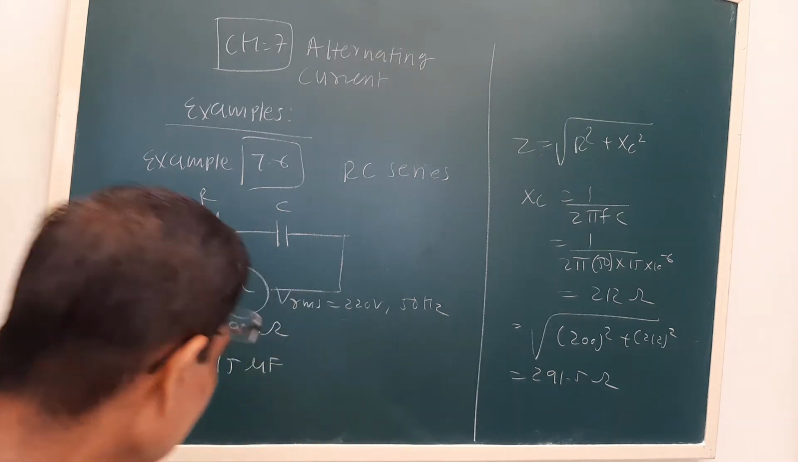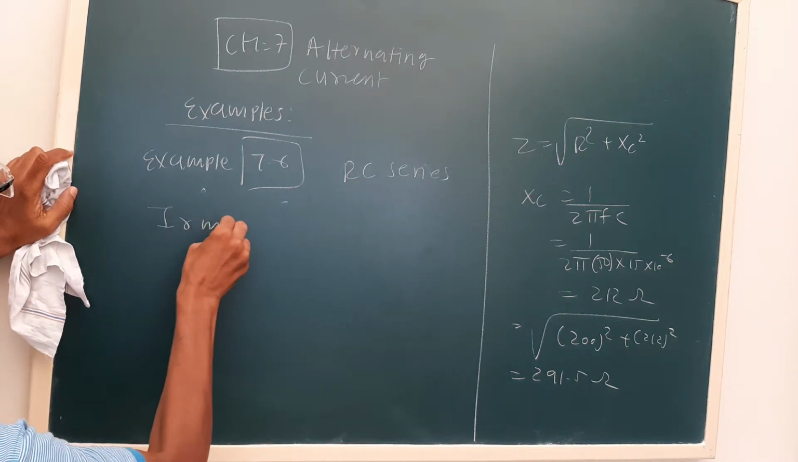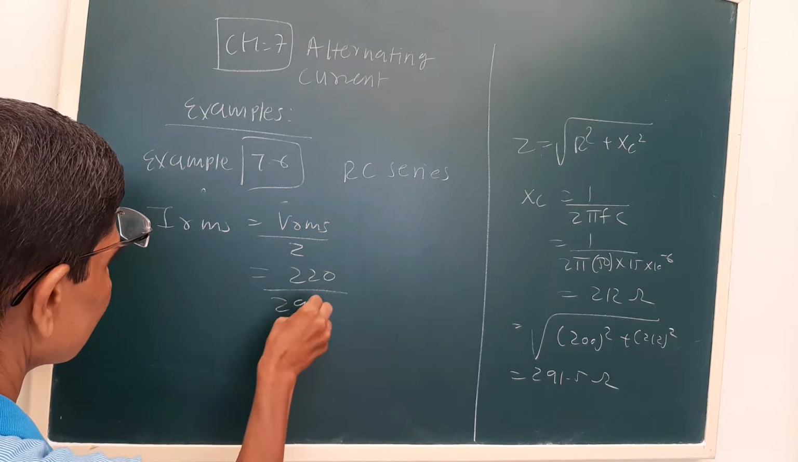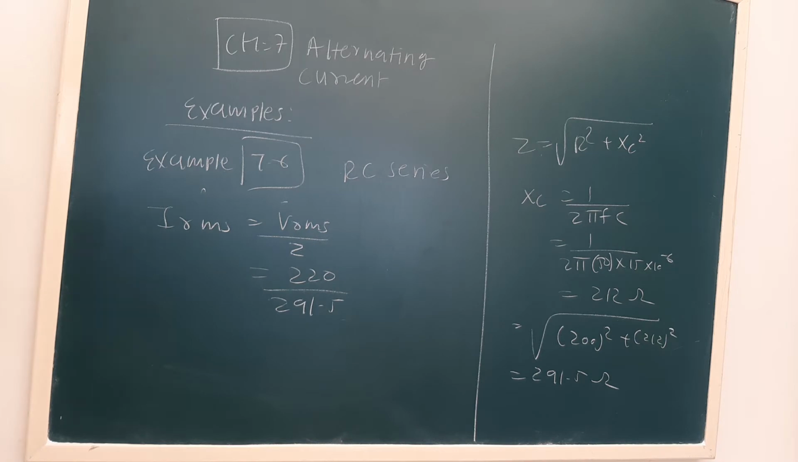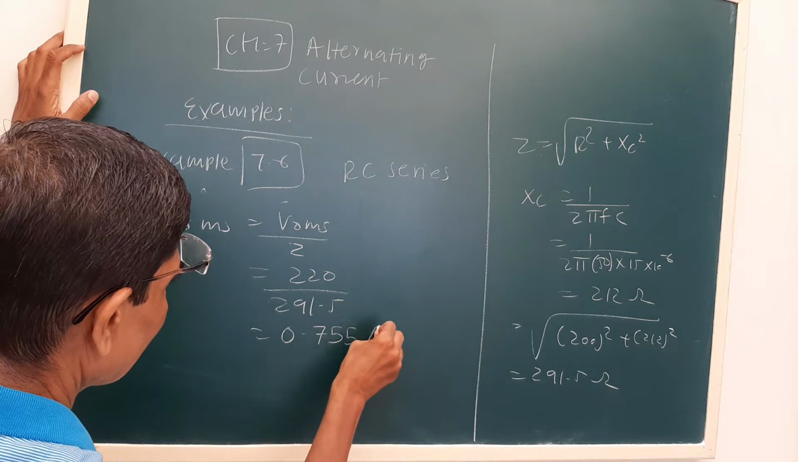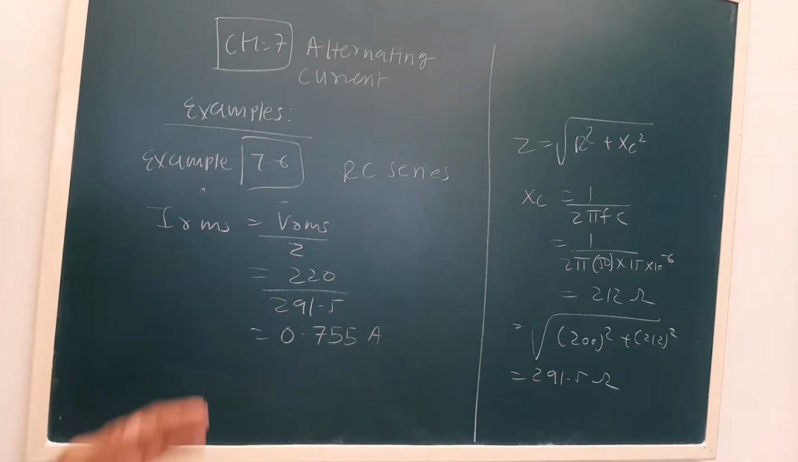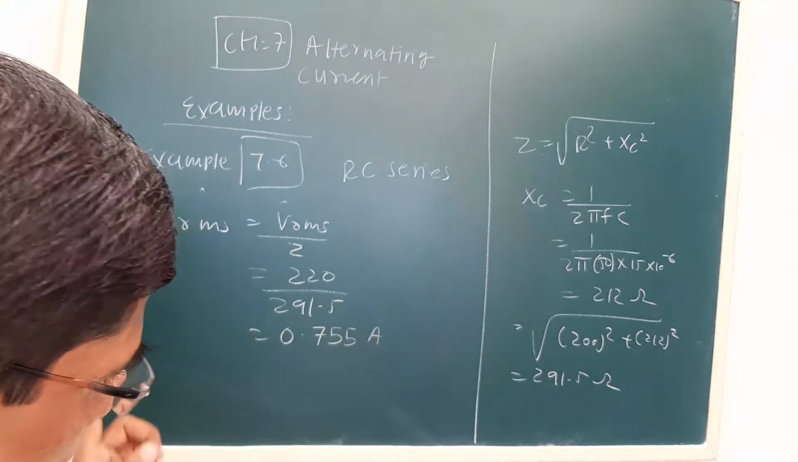Now see the current in the circuit, IRMS. VRMS is 220. Now see Z is 291.5. IRMS turns out to be 0.75 ampere. Now here we have to show the phasor of voltage in the RC circuit, which we have to discuss.